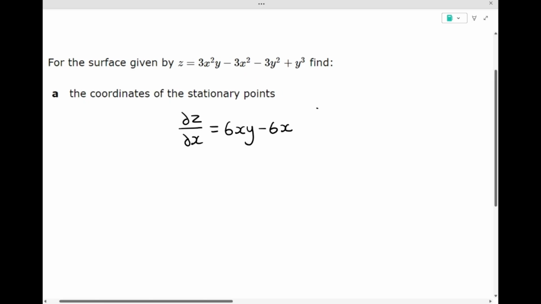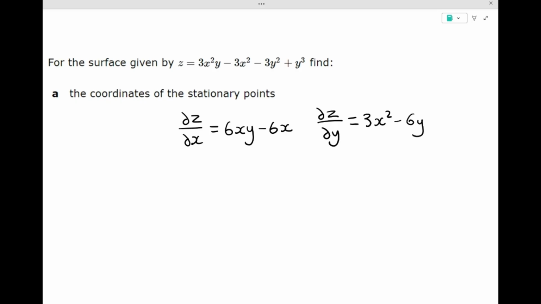Then let's do our partial derivative with respect to y. The first term's got y in it. It's to the power of 1, so the y is going to vanish, so we're just left with 3x squared. The next term only has x in it, so that's a constant term, so that one's going to vanish completely. It's going to be 0. Then the next term does have y in it, so that's going to become negative 6y. And the final term also has y in it. That's going to become plus 3y squared. Okay, so we've got our two partial derivatives.